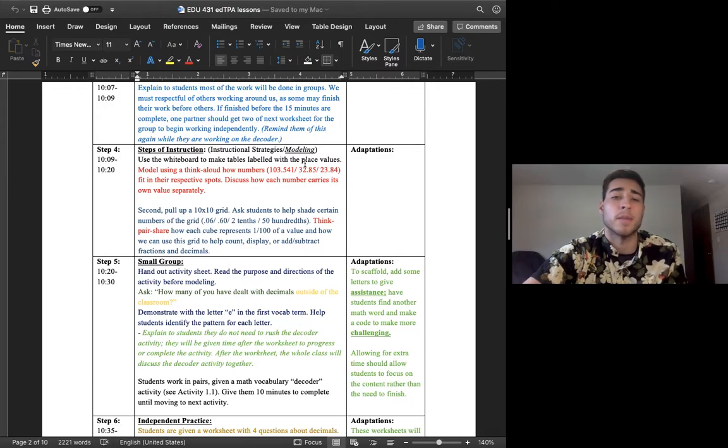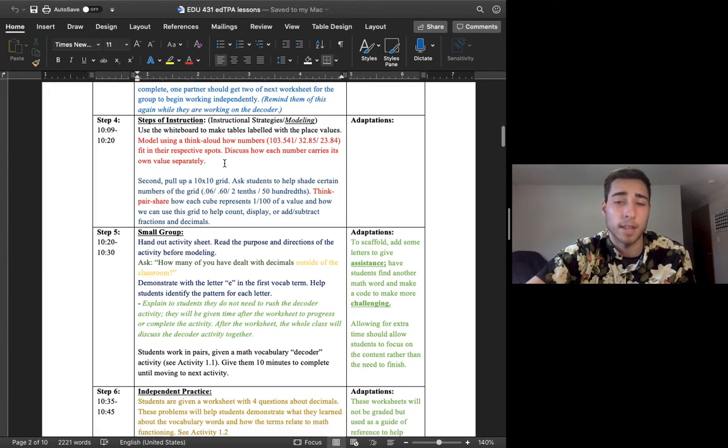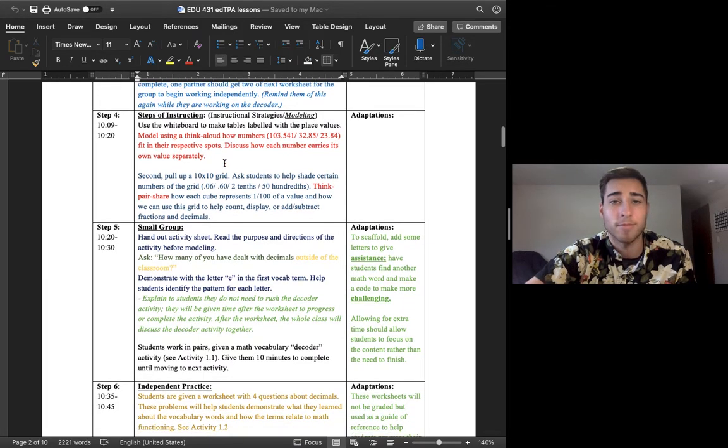So right into the steps of instruction then. I'm going to model using the think aloud, how numbers such as these given ones, these just examples, can fit in their respective spots. I'll show you a table later that demonstrates this. It'll be shown in the activity, and it labels what value places are used to understand the values of that decimal place.